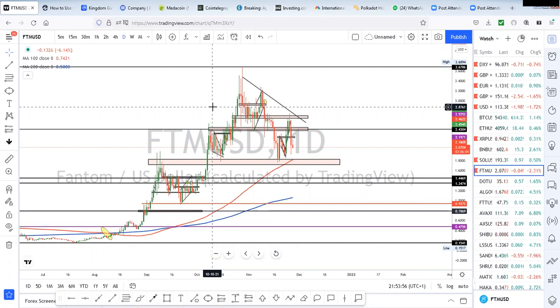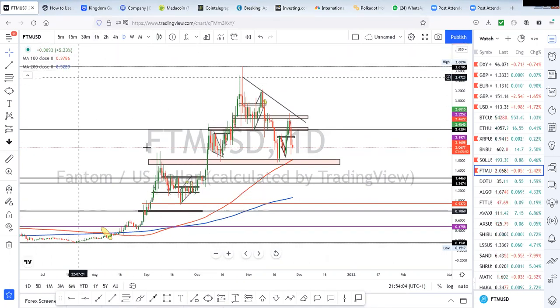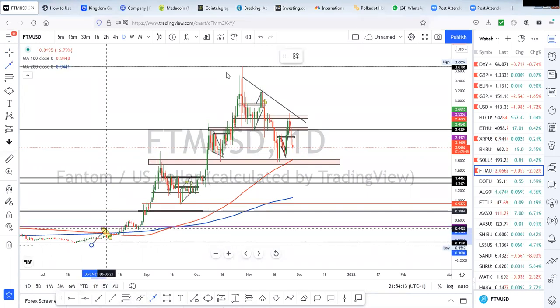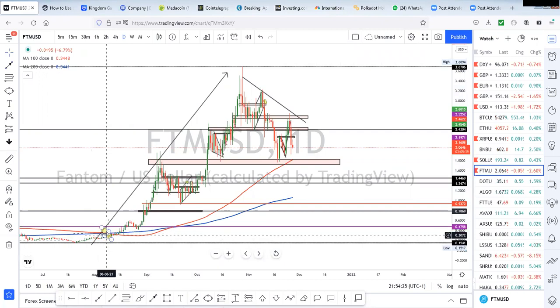So I colored this 100 moving average red. You can see it here showing red. The 200 moving average is the blue one. So I said FTM price was going up like this. I'm here to give you the crossover, which happens here. Crossover happened here. I'm just giving you how it works.